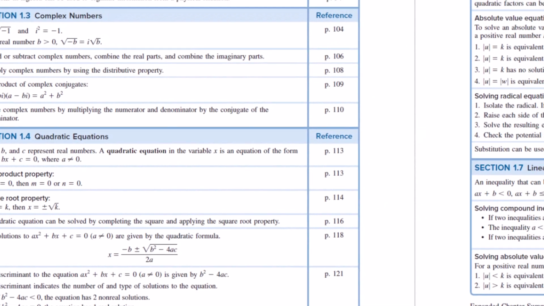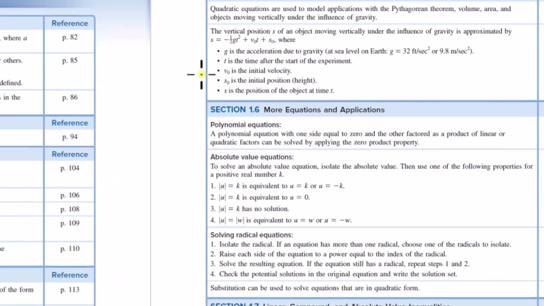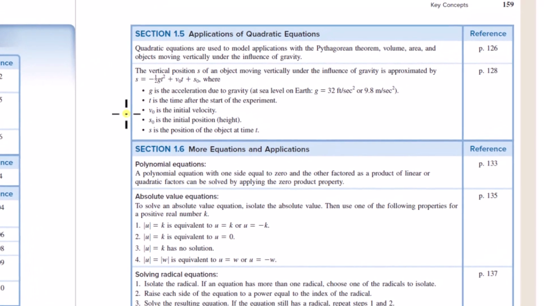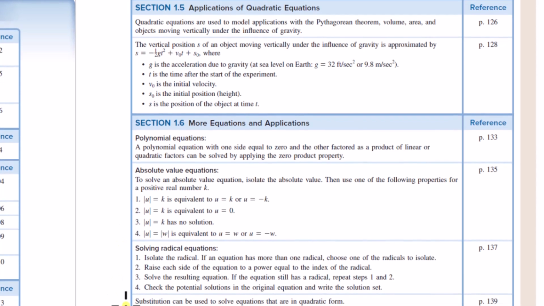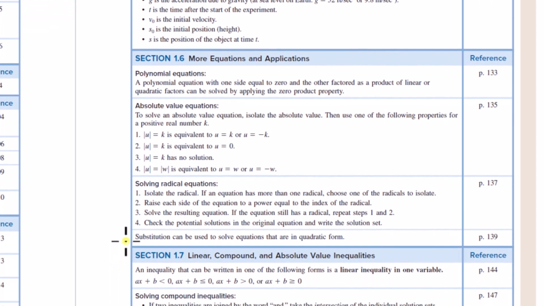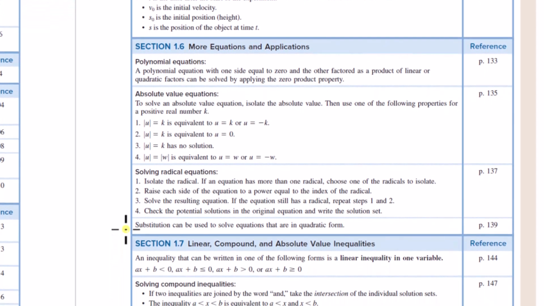Okay, then we looked at applications of quadratic equations, word problems, which is really useful to get a sense for when these types of equations come up in real life situations. Okay, and then in the 6th section, we looked at 3 different types of equations. We looked at polynomial equations, absolute value equations, and radical equations.